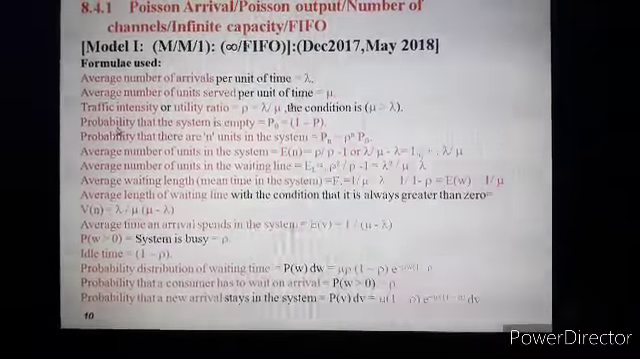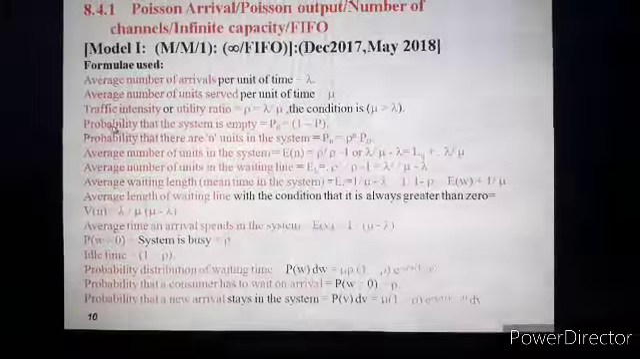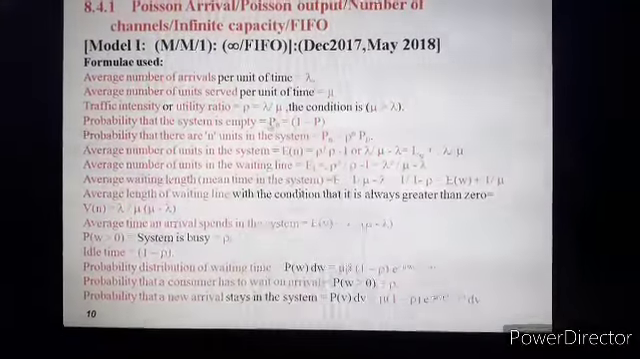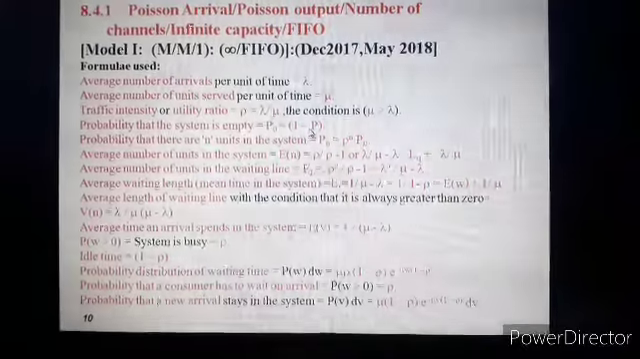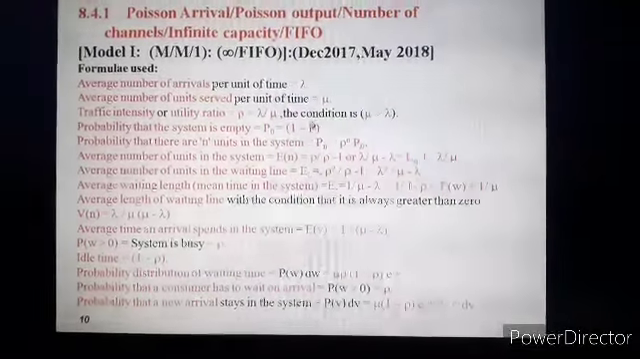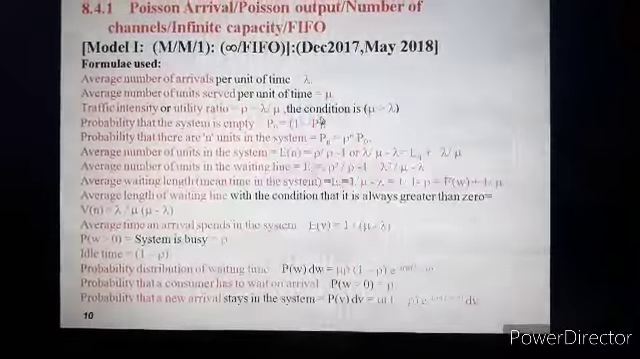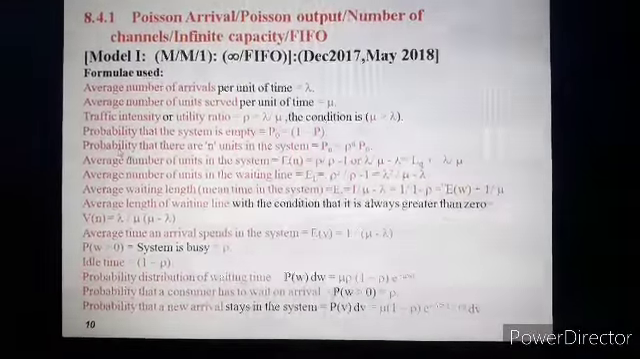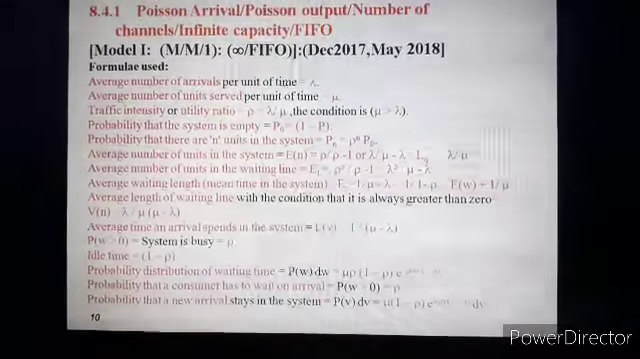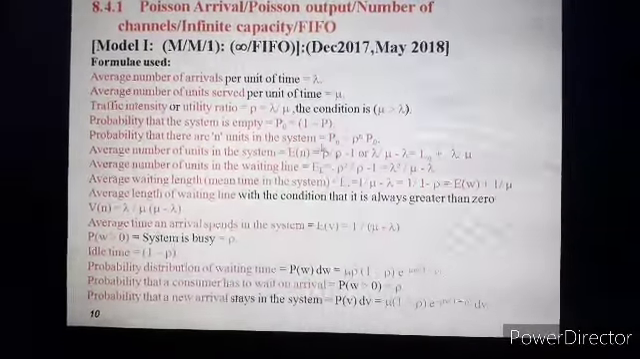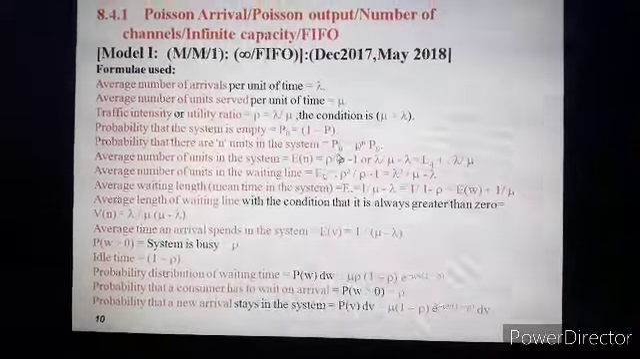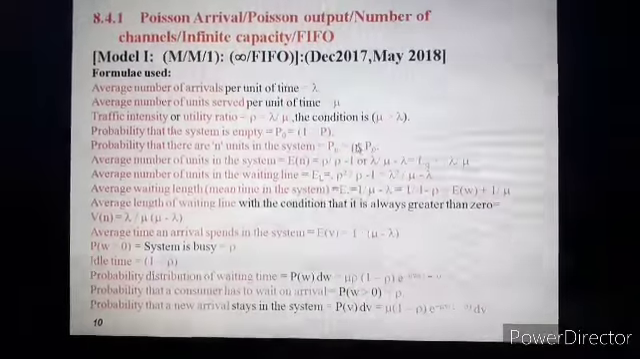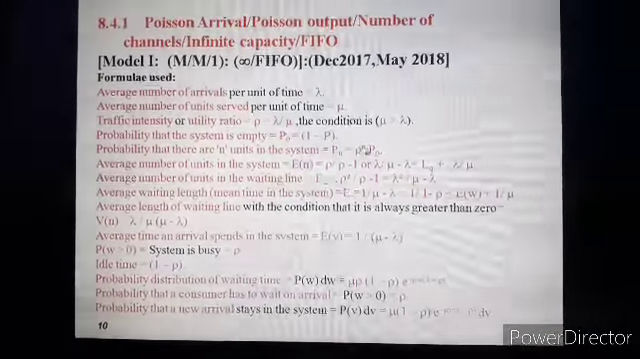The next equation is about the probability. The probability that the system is empty is denoted by P suffix 0, or again it is taken as 1 minus P, where P is the probability of the system when it is utilized by some customers or some product for their requirements. Then the probability that there are n units in the system is denoted by P suffix n, and it is written as rho raised to n into P0. Again, this rho is the traffic intensity or utility ratio.